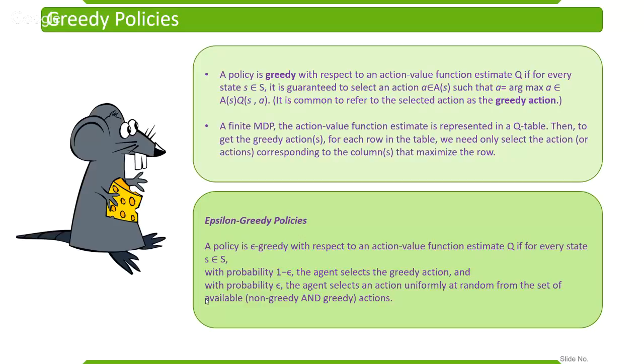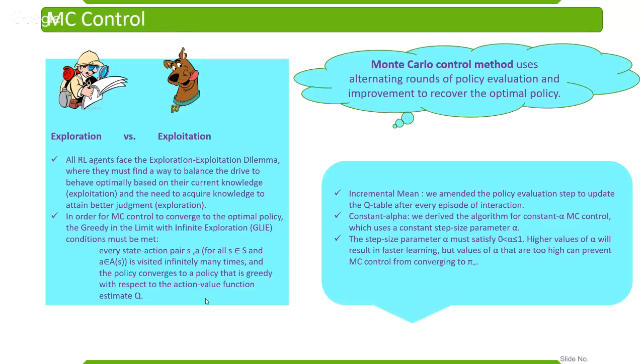In this case, you are not just exploiting the knowledge, rather you are exploring the environment also. So it's a combination of exploring and exploiting. That will help the policy to converge to an optimal policy more easily. Let's move on to the next topic. How do the Monte Carlo control methods improve and reach an optimal policy? They do alternating rounds of policy evaluation and improvement to recover the optimal policy.